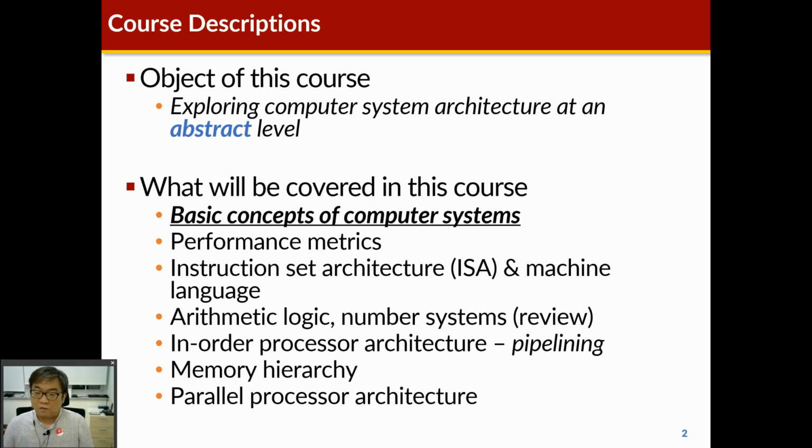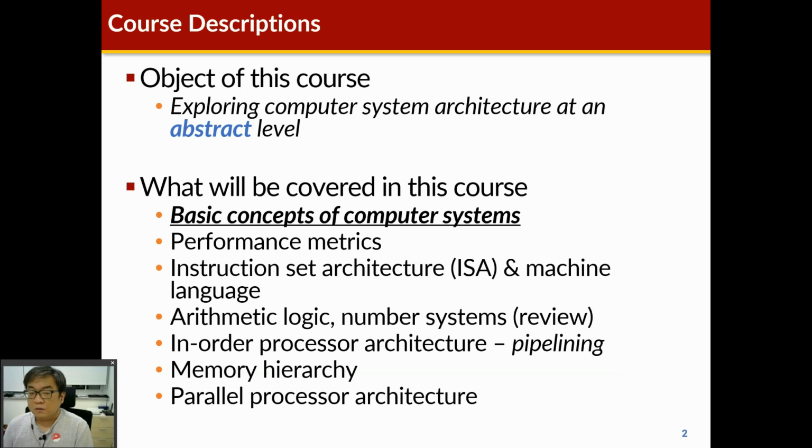Then I will cover the processor architecture, the pipeline architecture. This is a very important topic in this course. You need to understand what pipelining is and why pipeline architecture is deployed in the computer processor. Also, another important topic in this course is memory hierarchy.